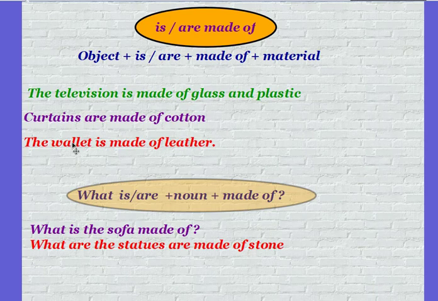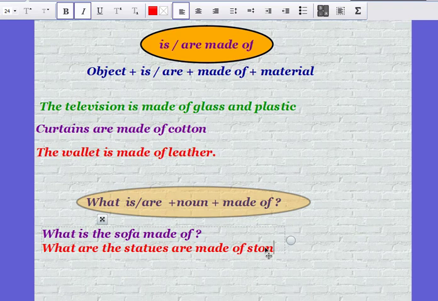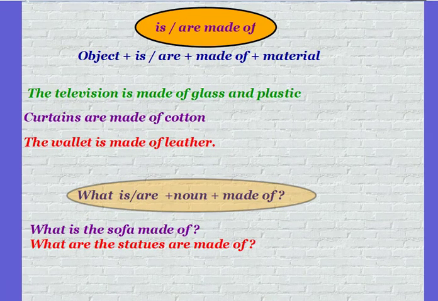So how to ask about the material, which is what the thing is made of? I use what, is or are, noun, and made of. So I can ask, what is the sofa made of? Or what are the statues made of? He will say, statues are made of stone. Now let's move on.